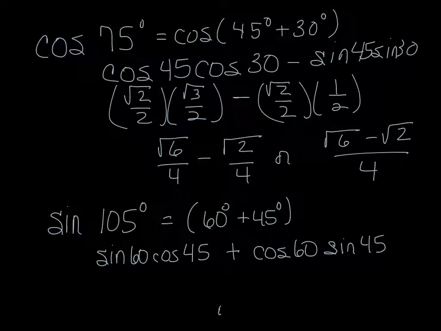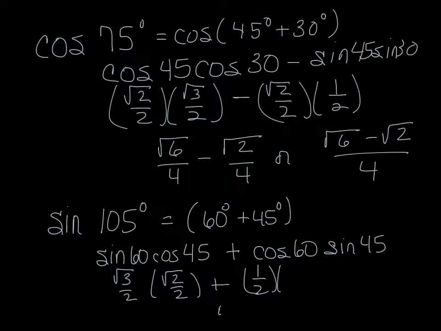And the sine of 60 is the square root of 3 over 2. The cosine of 45 is the square root of 2 over 2. The cosine of 60 is 1/2, sine of 45 is square root of 2 over 2. And I think you can see you get the square root of 6 plus the square root of 2 over 4.